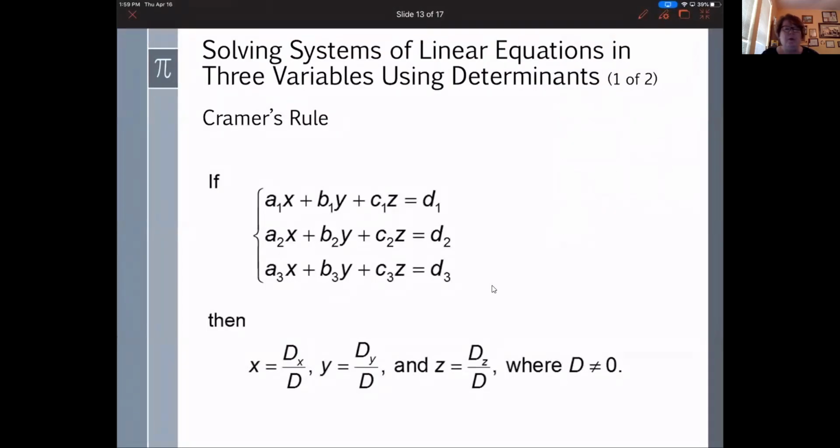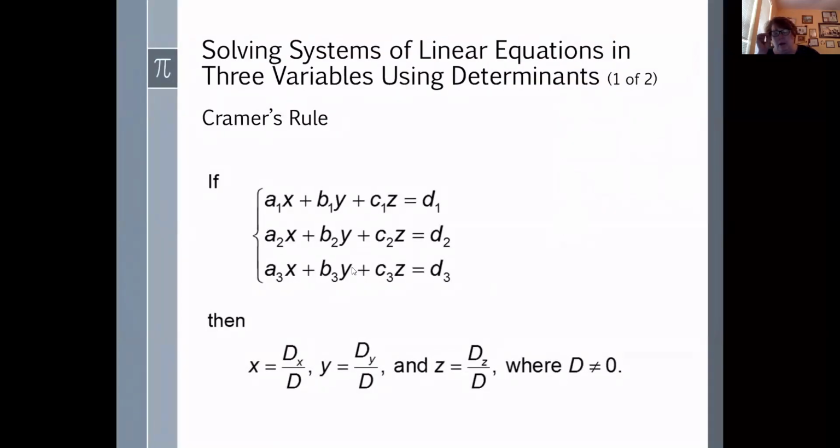All right, so if you have a system of 3 equations and 3 variables, you're going to find 4 determinants. To find x, you're going to take the determinant d sub x and divide it by d. To find y, you're going to take the determinant d sub y and divide it by d. And to find z, you're going to take the determinant d sub z and divide it by d.